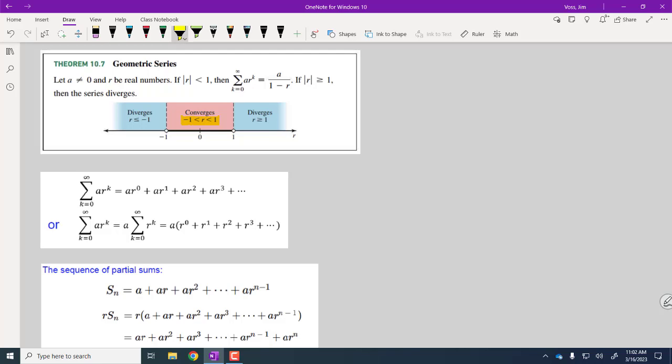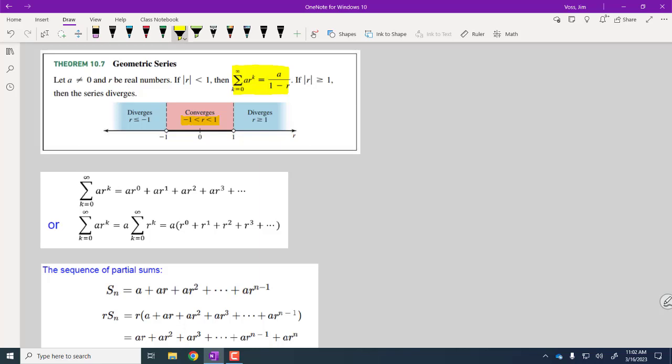Now, I said earlier that we can find S sub n for a geometric series. So that's what we're going to do. And they've told us up here, look, right here. This says if we have an infinite geometric series, its value is a divided by 1 minus r. That is the value of the infinite series.